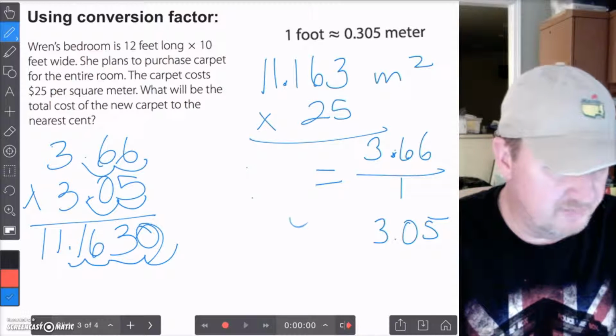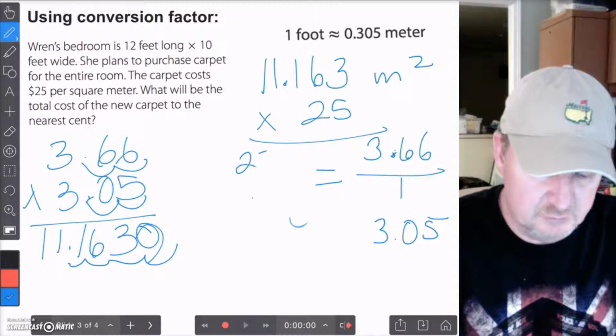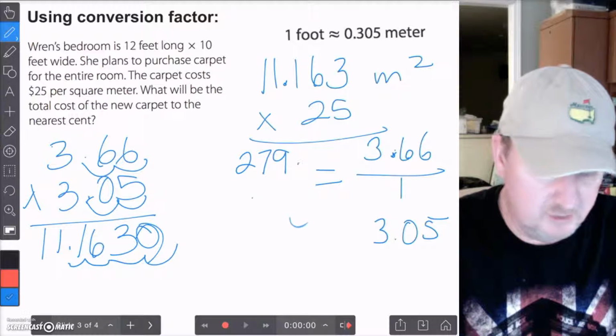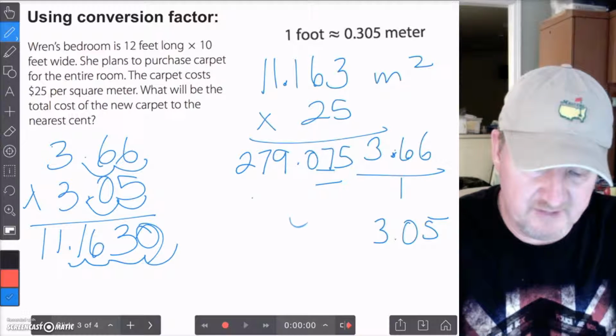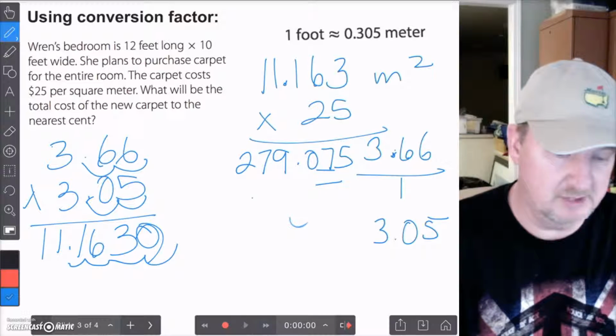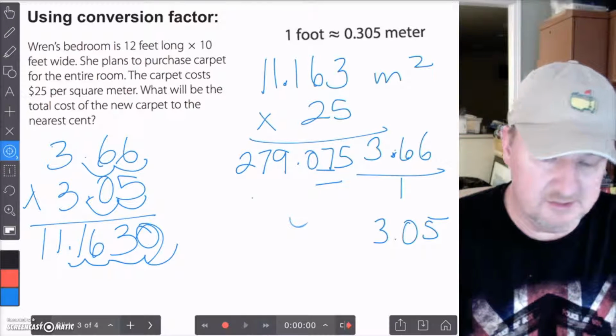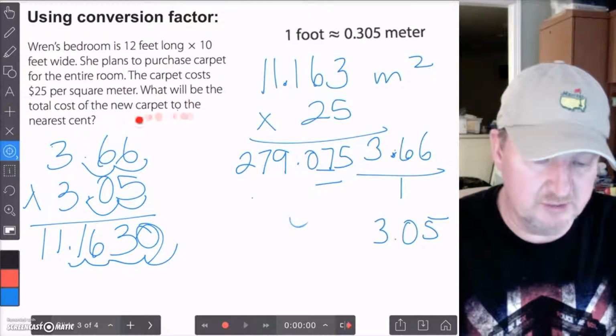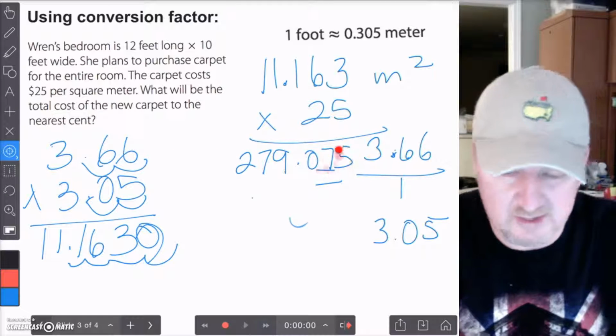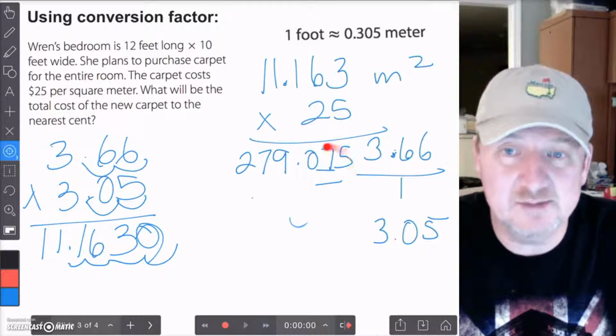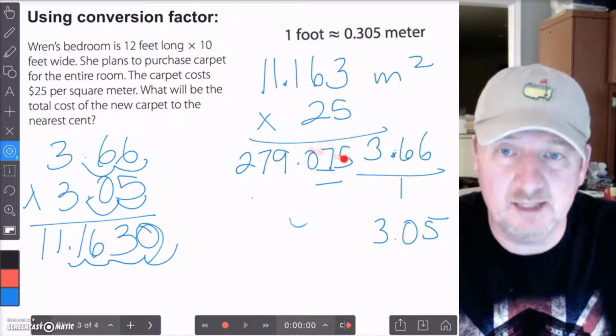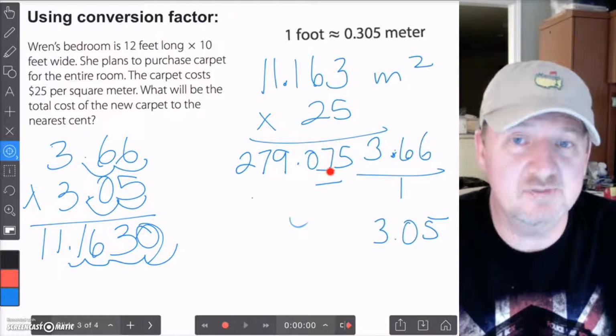Multiply times 25, and I get 279.075. And I'm sorry if it's all kind of jumbling together now. But here's the thing. It says, what will be the total cost of the new carpet to the nearest cent? Well, guess what? I can't have 3 decimal places when I'm talking about money. I can only have 2, so I have to round. I have to look at the 7 because that's the last place for money.